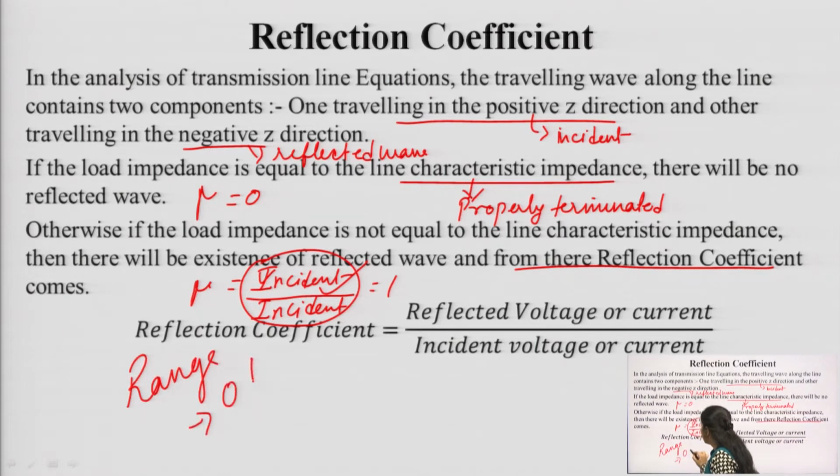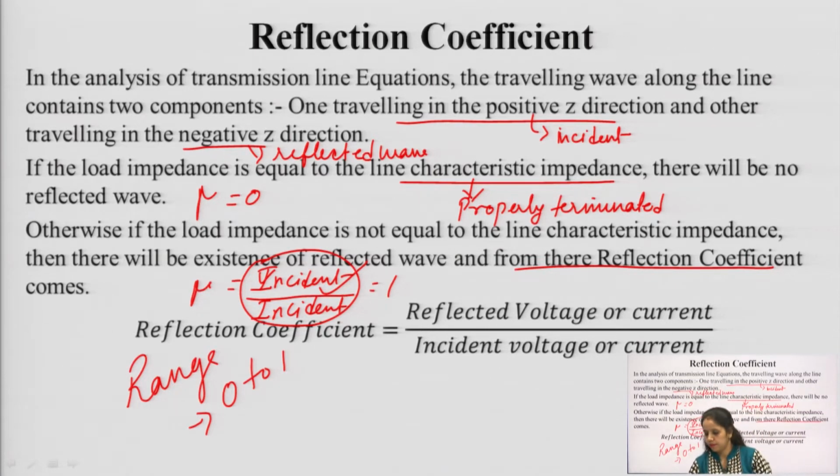will be from 0 to 1, and the reflection coefficient, as we have already discussed, is equal to reflected voltage or current upon incident voltage or current, or we can say the reflected wave property upon the incident wave property. For the properly terminated line, this reflection coefficient is equal to 0, and if the transmission line is not terminated at all, in that case the reflection coefficient value will be equal to 1.